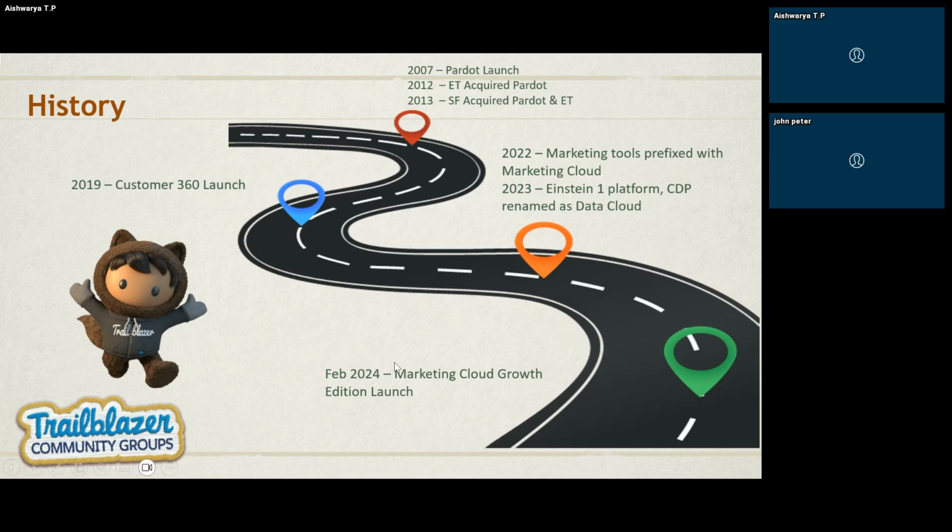In February 2024, Marketing Cloud Growth Edition launched. This is where, again, there was a confusion in the marketing sector. They thought there is a new product which is going to sunset Marketing Cloud Account Engagement. Sunset means Account Engagement will no longer be used, and we are going to use only Marketing Cloud Growth Edition.